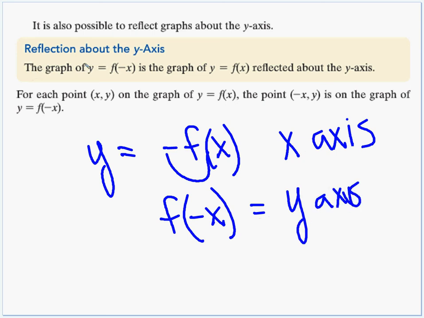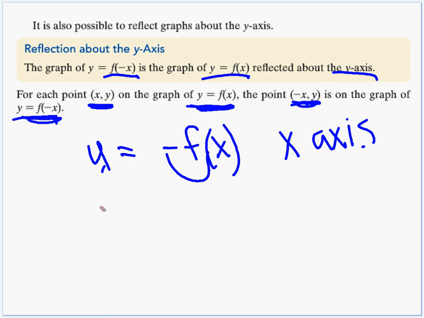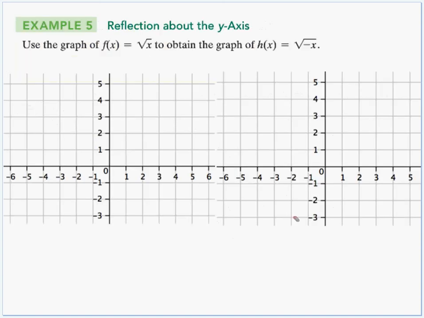So the book says the graph of y equals f of negative x is the graph of y equals f of x reflected over the y-axis. For each point (x, y) that was on the graph of the original function, the point (negative x, y) is on the graph of this new function that's been reflected. So let's see what we got here.